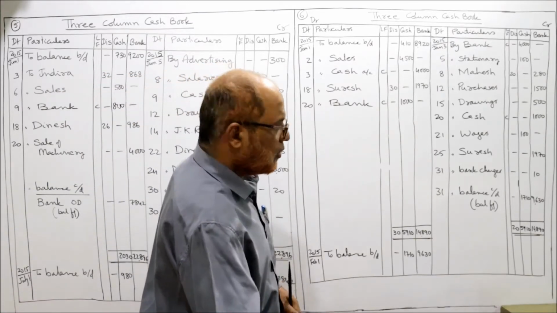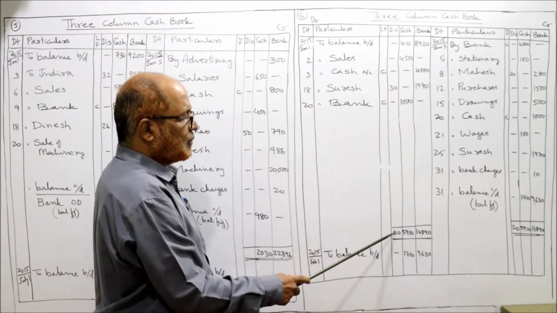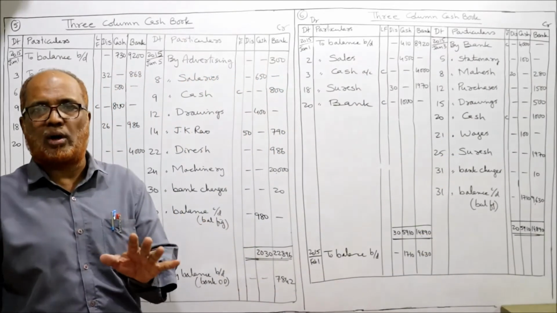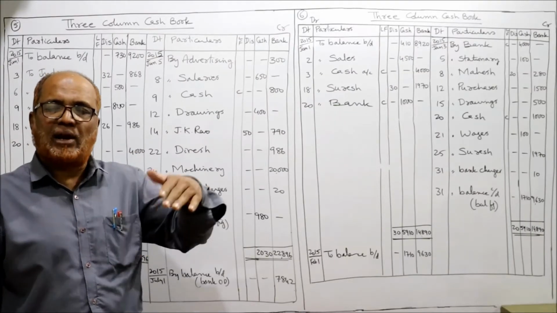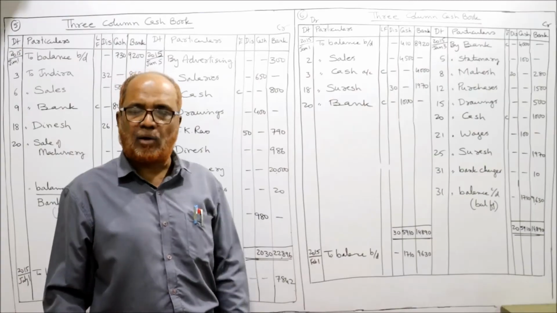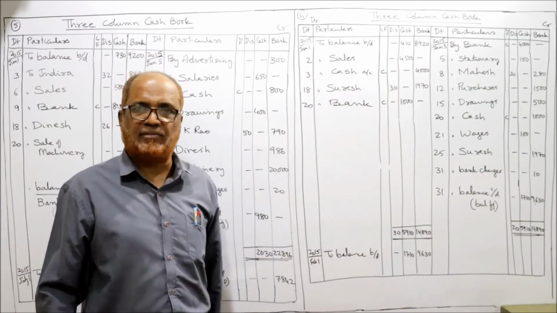Now the discount column: debit side 30 rupees, credit side 20 rupees. We should not balance the discount column because on the debit side we have discount allowed, and on the credit side we have discount received. So two separate accounts are there, discount allowed account and discount received account.